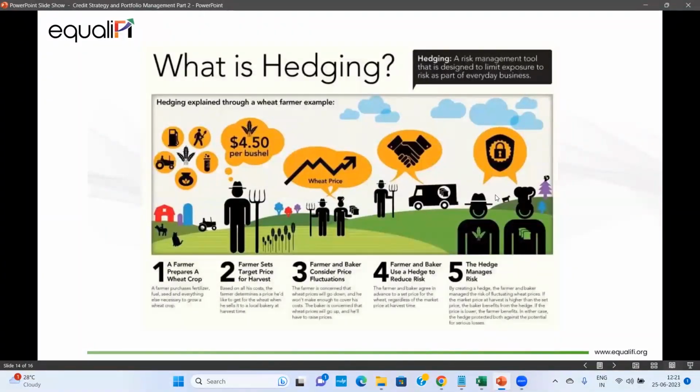This is a typical example of hedging, which is quite similar to the 4.3 per bushel. So just have a look. A farmer prepares a wheat crop. The farmer sets a target price for the harvest. The farmer and baker consider price fluctuation. The farmer and baker use a hedge to reduce the risk. The hedge manages the risk. So again, the same thing: even if the spot price is 5 rupees, the baker says I will give you 4.5 rupees. And the producer says that even if the spot price is 4 rupees or $4, I will be getting 4.5. That's the agreement. I hedge it and I pay a premium for that.